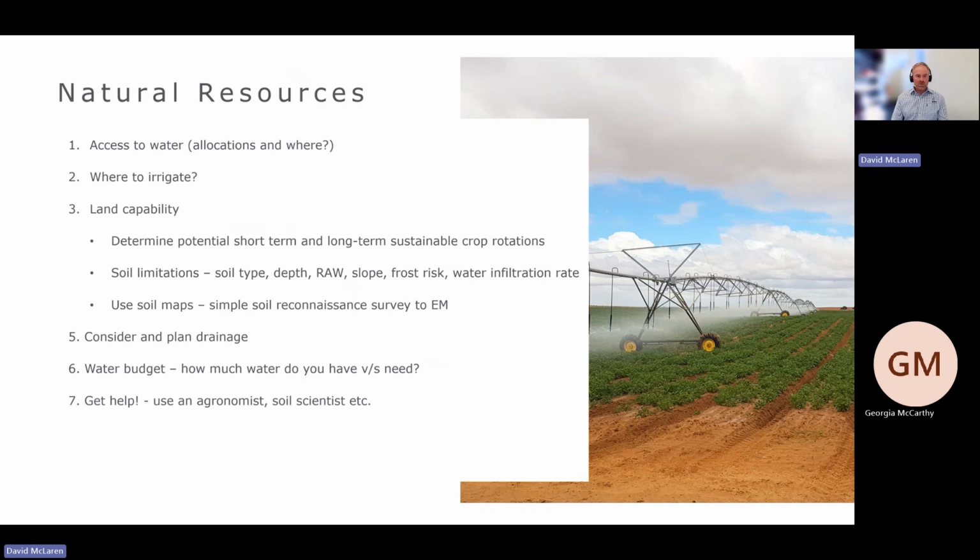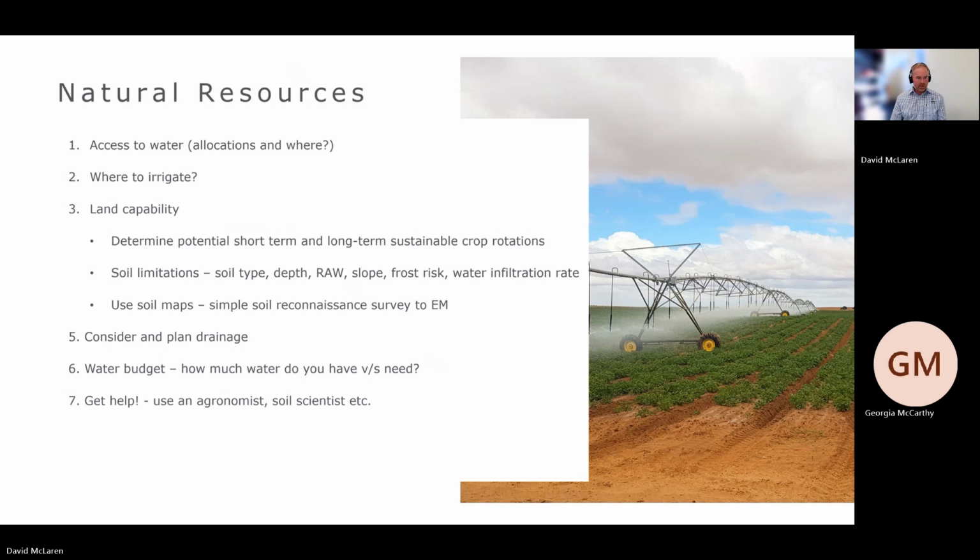Then you can use soil maps, simple soil reconnaissance, or you might just decide to do an EM soil map survey. Also, as you think about irrigation, consider and plan drainage. It's a really important step to consider. Then we're going to have a look at the water budget. How much water do you need, or how much water do you have versus how much you need?